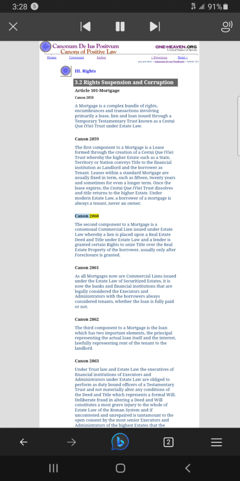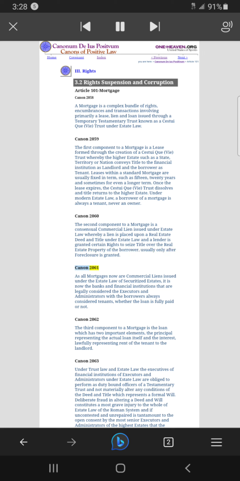Canon 2060. The second component to a mortgage is a consensual commercial lien issued under estate law whereby a lien is placed upon a real estate deed and title under estate law and a lender is granted certain rights to seize title over the real estate property of the borrower, usually only after foreclosure is granted.